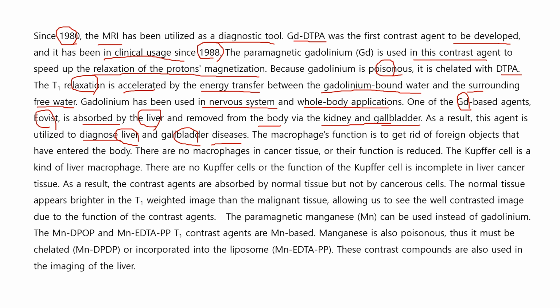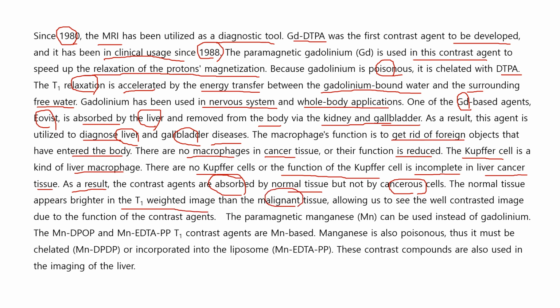The macrophage's function is to get rid of foreign objects that have entered the body. There are no macrophages in cancer tissue, or their function is reduced. The Kupffer cell is a kind of liver macrophage. There are no Kupffer cells, or the function of Kupffer cells is incomplete, in liver cancer tissue. As a result, the contrast agents are absorbed by normal tissue but not by cancerous cells. The normal tissue appears brighter in T1 weighted imaging than malignant tissue, allowing us to see well-contrasted imaging due to the function of the contrast agents.